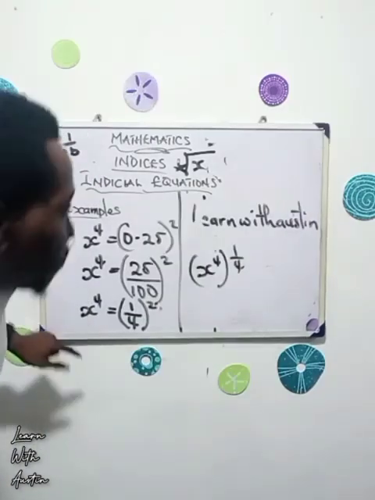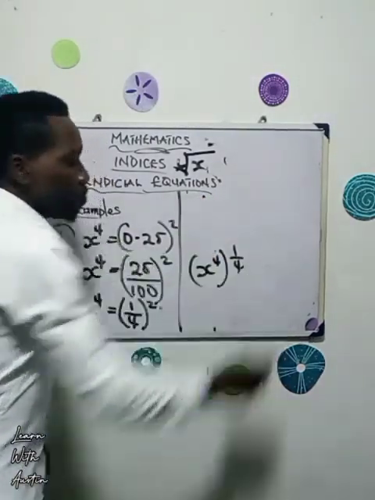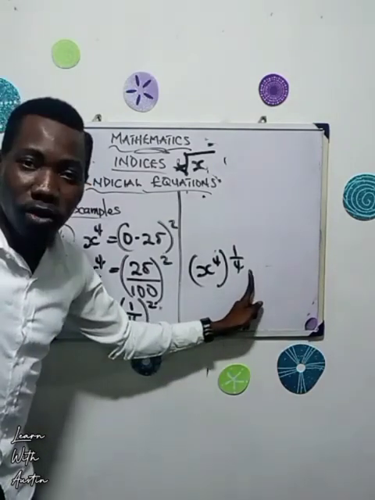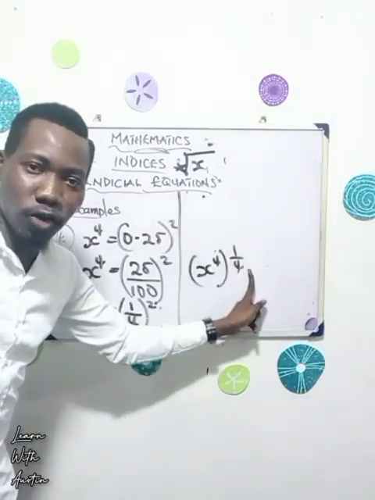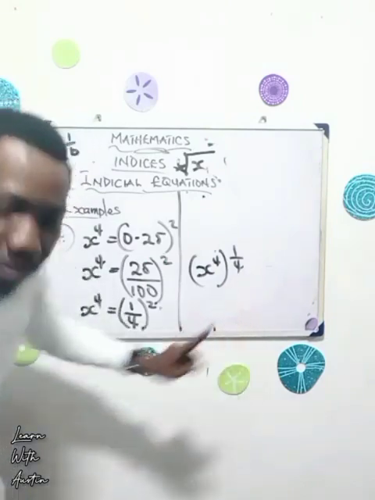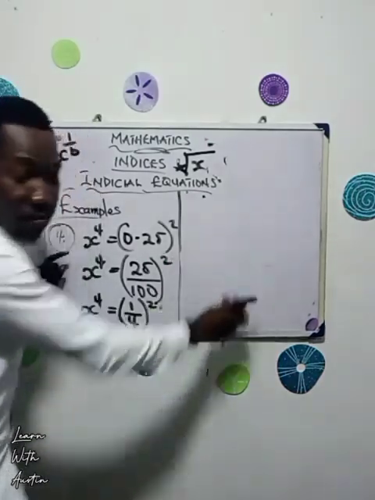Raised to the power of 1 over 4 is also another way of saying the fourth root. But let me not use that. Let me explain the way I explained earlier.